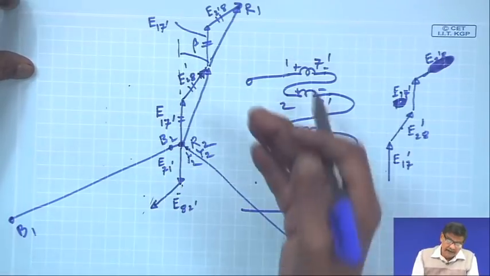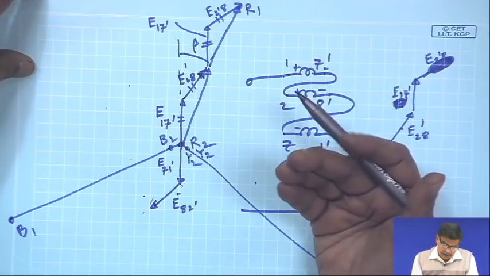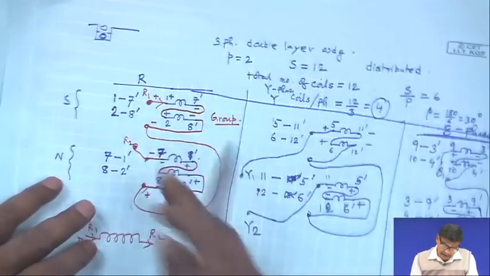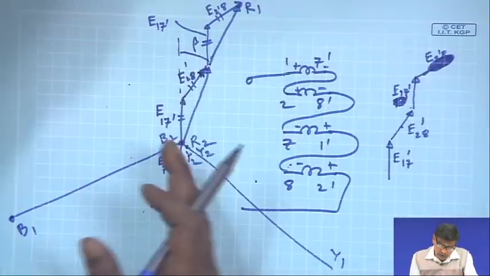Therefore, in the phasor diagram also you see that reversal is necessary. You cannot blindly go on adding these in series to get the R phase voltage. Okay. So, this is how.